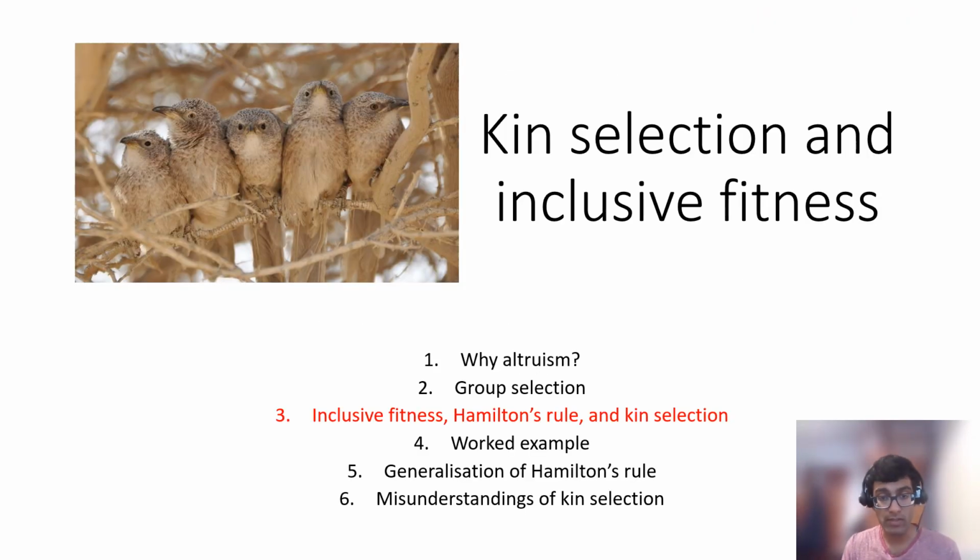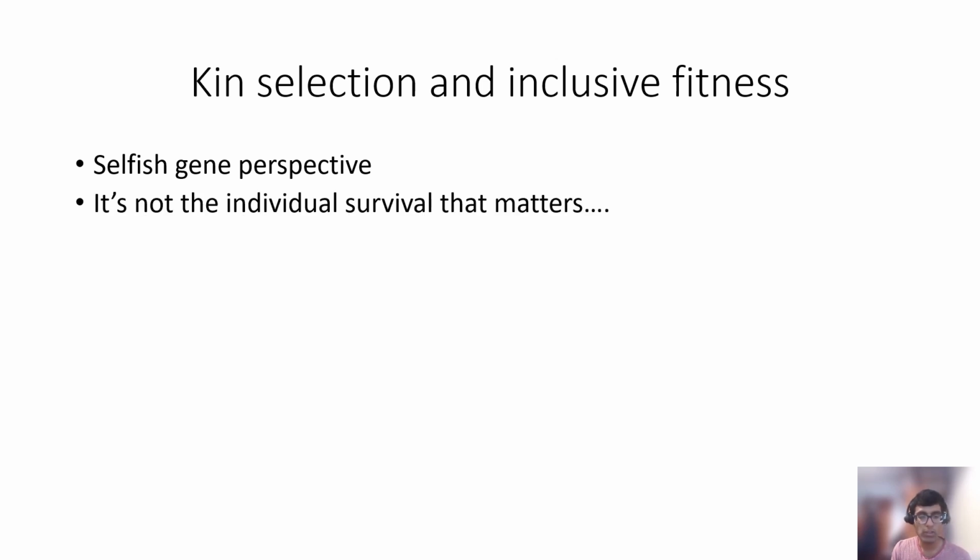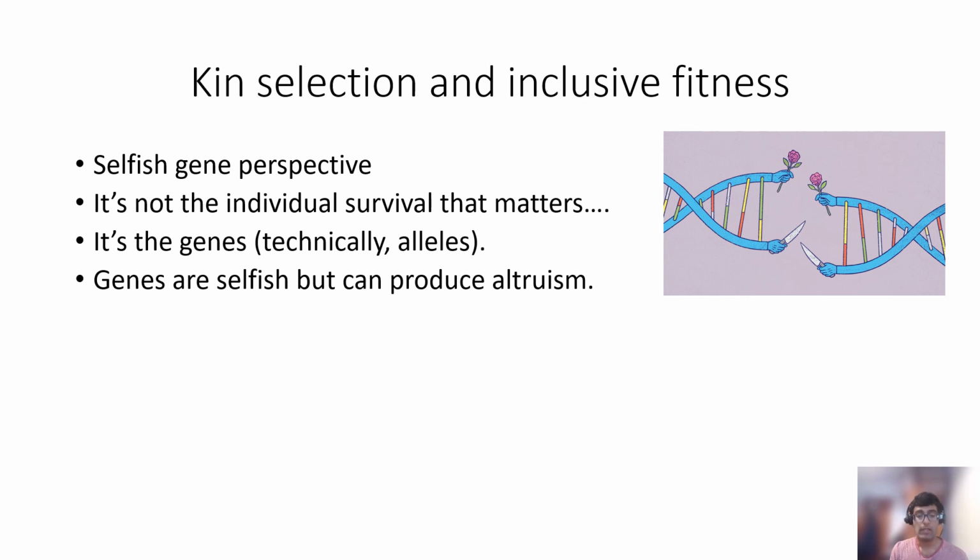So now, having dealt with group selection, let's look at inclusive fitness. So we're going to take a selfish gene perspective for this. So it's not the individual survival that matters. Individuals don't survive. They don't copy themselves. But it's the genes, and technically the alleles. So these genes, or alleles, are selfish, but they can produce altruism.